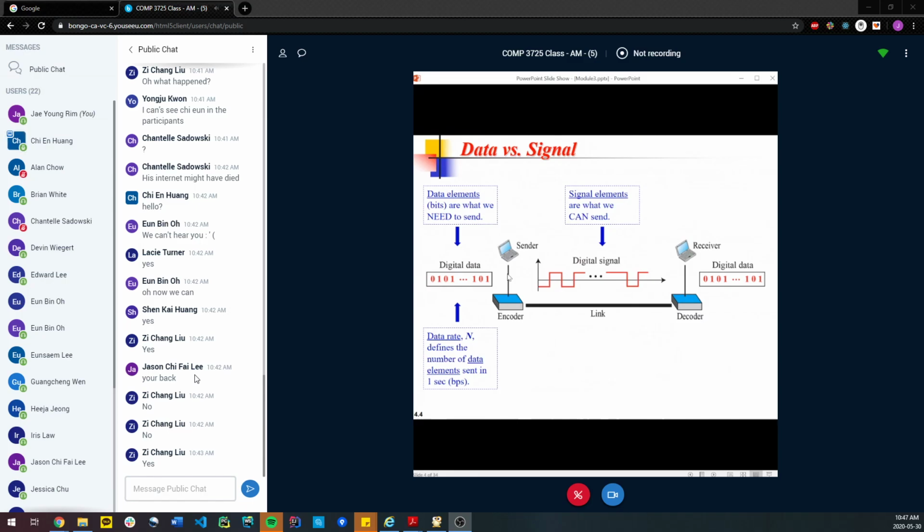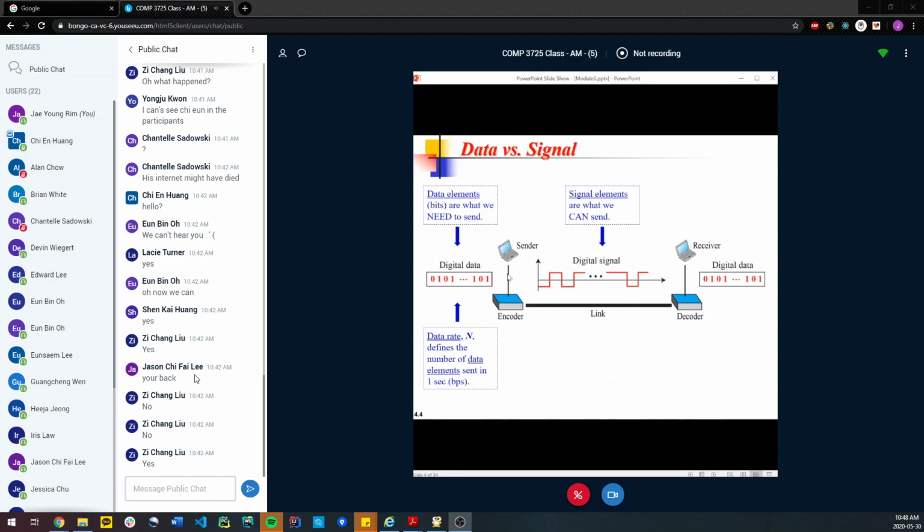We call them the data rate, and we give it a symbol called n, which is the number of data elements we can transmit per every second. Does that make sense? You're very well 1 gigabit per second, because you're transmitting 1 billion bits per second. So that's your data rate.